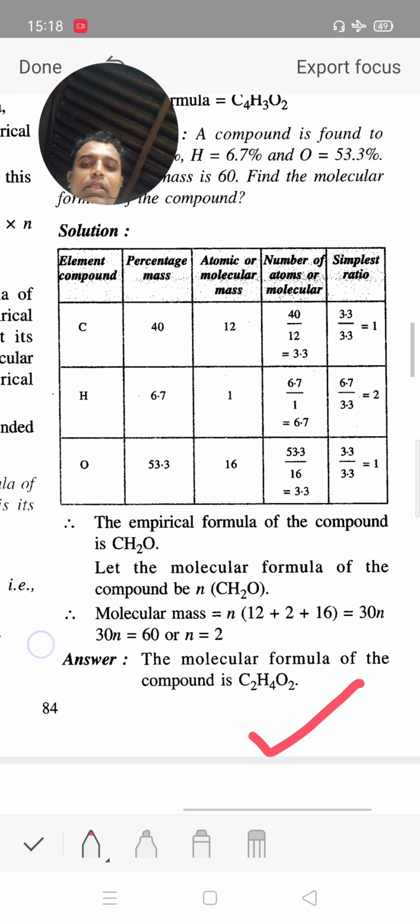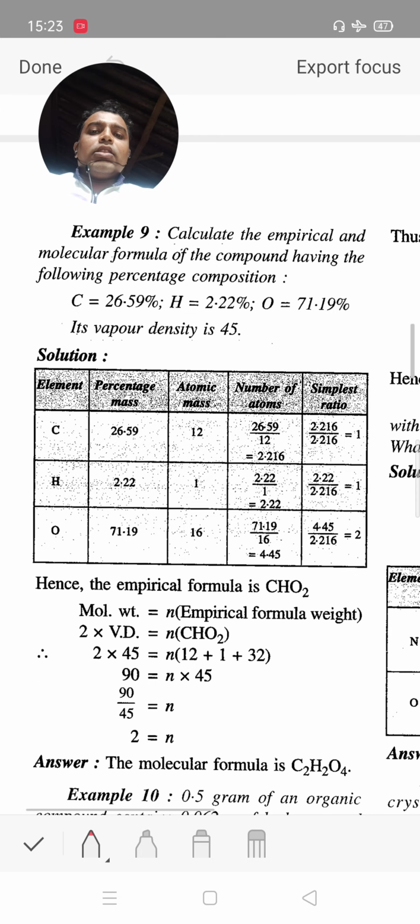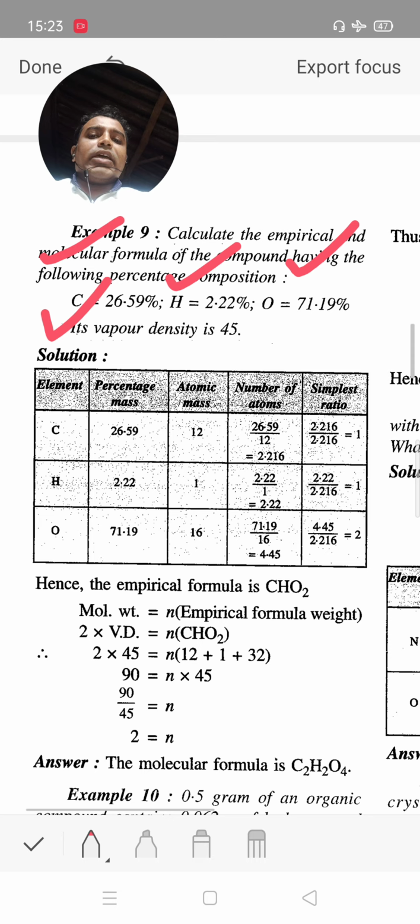Now next example. In this, calculate the empirical formula and molecular formula given the percentage composition. Carbon 26.59%, hydrogen 2.22%, oxygen 71.19%. In this question, we are given the value of vapor density is equal to 45.